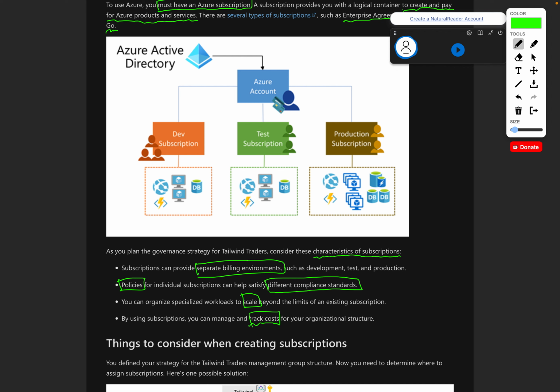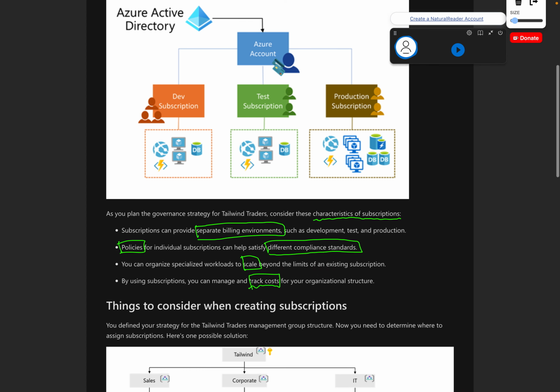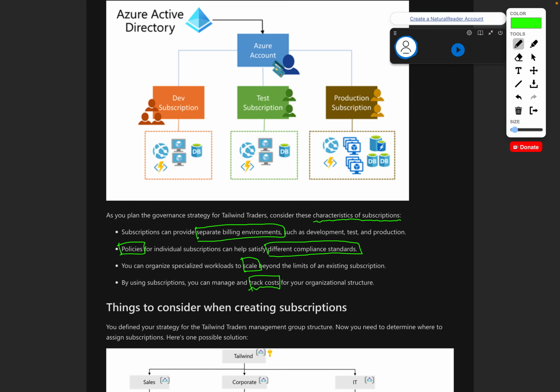Then it also allows for scaling beyond the limits of an existing subscription. Yeah, this was also mentioned before, that subscriptions also provide scaling abilities. And because a subscription is the billing boundary for the workloads, we can also track costs for the organization structure using the subscription section of Azure.